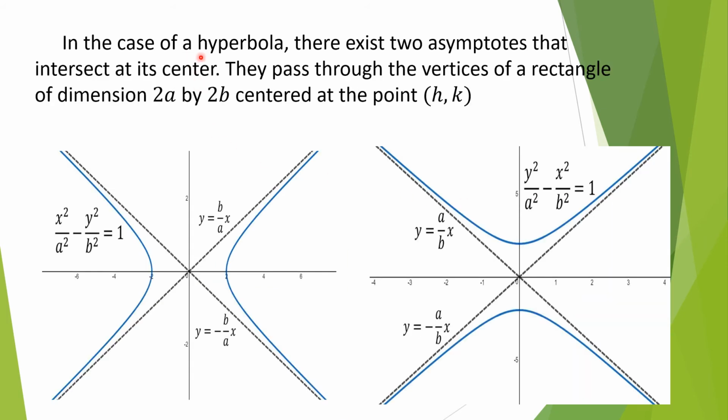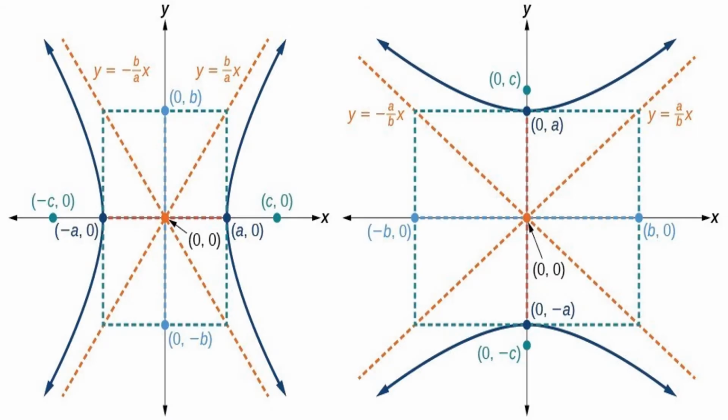Next, in the case of a hyperbola, there exist two asymptotes that intersect at its center. They pass through the vertices of a rectangle of dimension 2a by 2b centered at the point (h, k). So sa aton nga hyperbola, we always have two asymptotes. So we have here. Always gina-ya nga to ang asymptotes sa aton nga hyperbola.